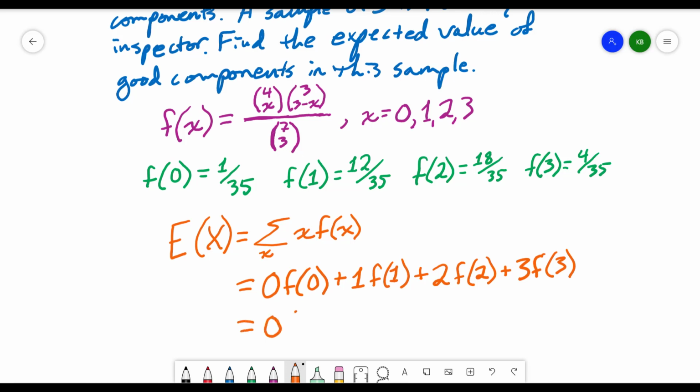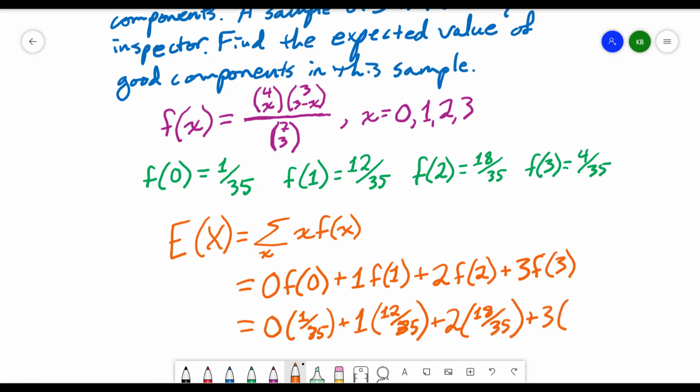So I have 0 times 1/35 plus 1 times 12/35 plus 2 times 18/35 plus 3 times 4/35.